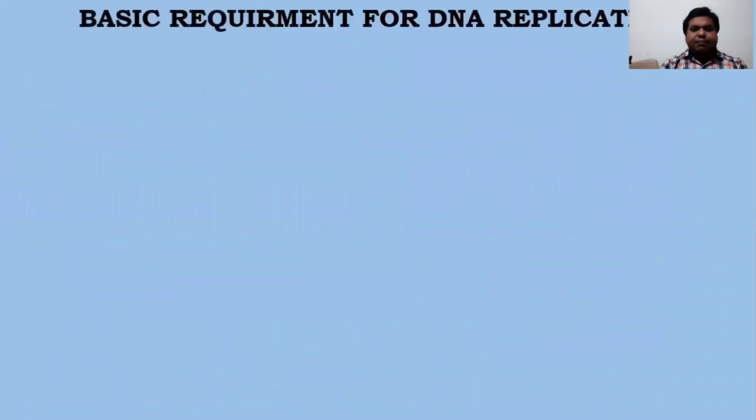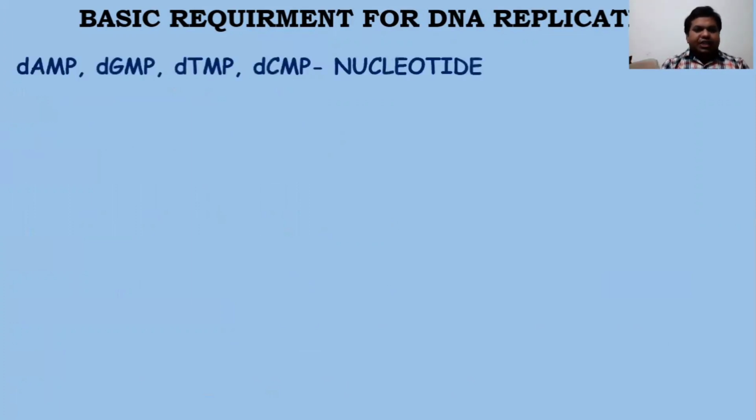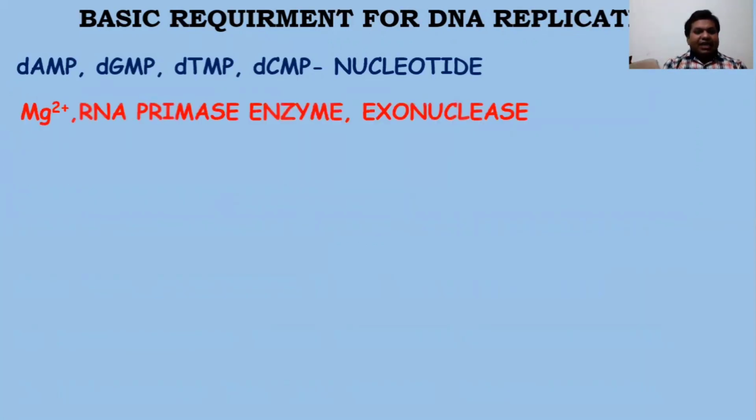Now for DNA replication, what are the basic requirements for a cell? Number one, deoxyadenosine monophosphate, deoxyguanosine monophosphate, deoxythymidine monophosphate, deoxycytidine monophosphate. That means the nucleotides of the DNA. Magnesium ion, RNA primase enzyme, exonuclease enzyme. The role of these enzymes I will teach you in the further part.